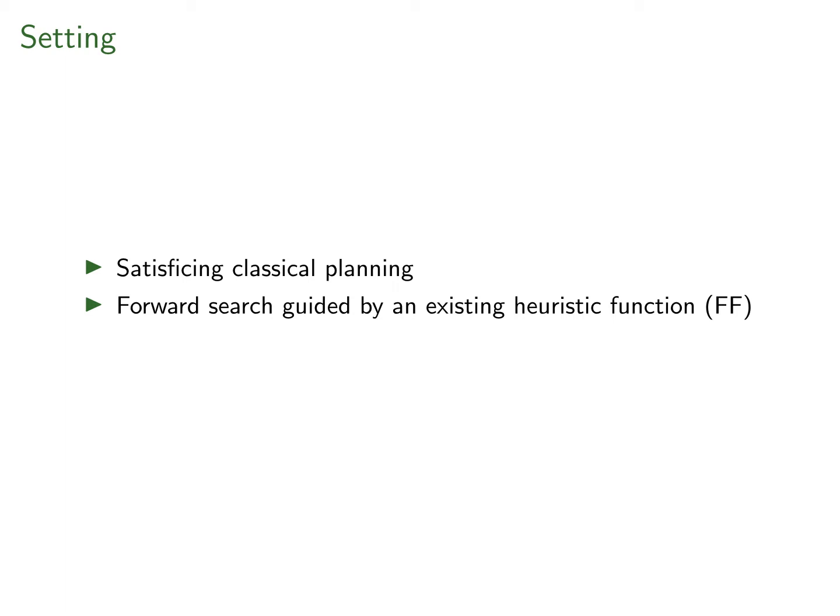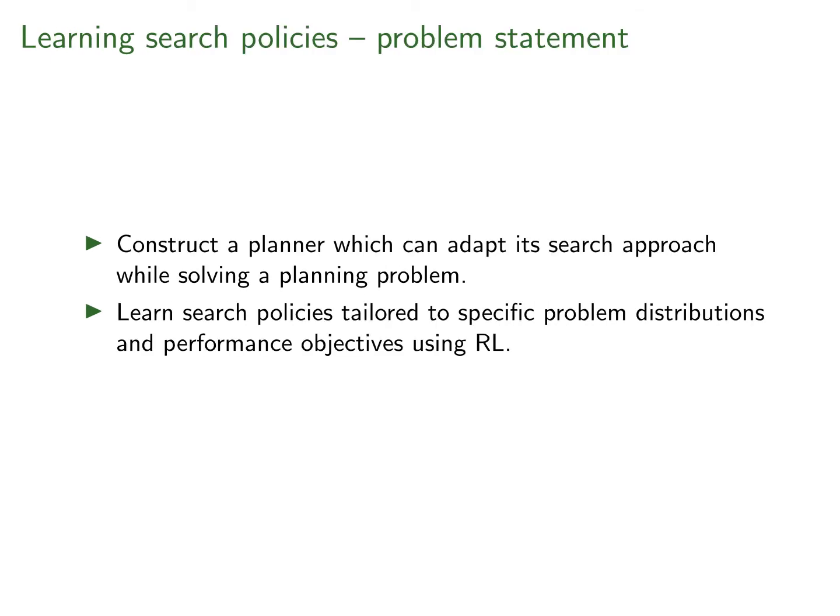We are working in the setting of satisficing classical planning, which we approach as a heuristic forward search problem. Within that setting, we would like to build a planner which does not rely on a single fixed search routine, but instead can adapt its search approach based on the current situation. For example, it might switch from global to local search in the face of a plateau of the heuristic function, or when it is running out of time. Furthermore, we would like such search policies to be learned automatically to optimize for a given problem distribution and performance objective.